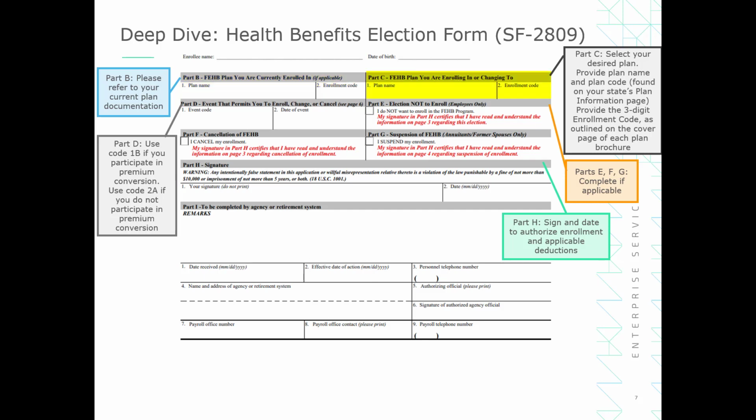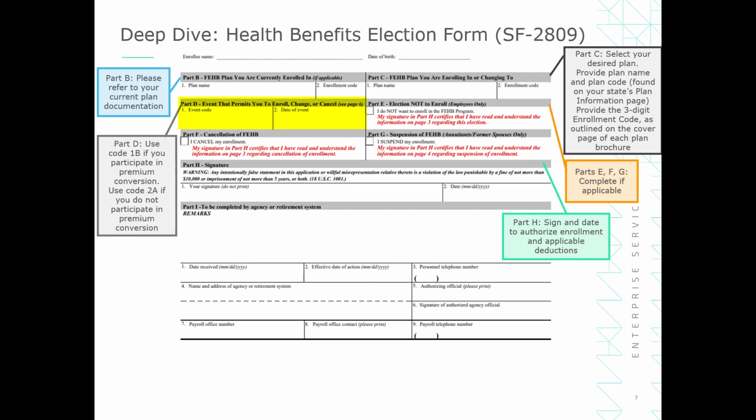Complete Part C, FEHB plan you are enrolling in or changing to. Select your desired plan. Provide plan name and plan code found on your state's plan information page. Provide the 3-digit enrollment code as outlined on the cover page of each plan brochure.